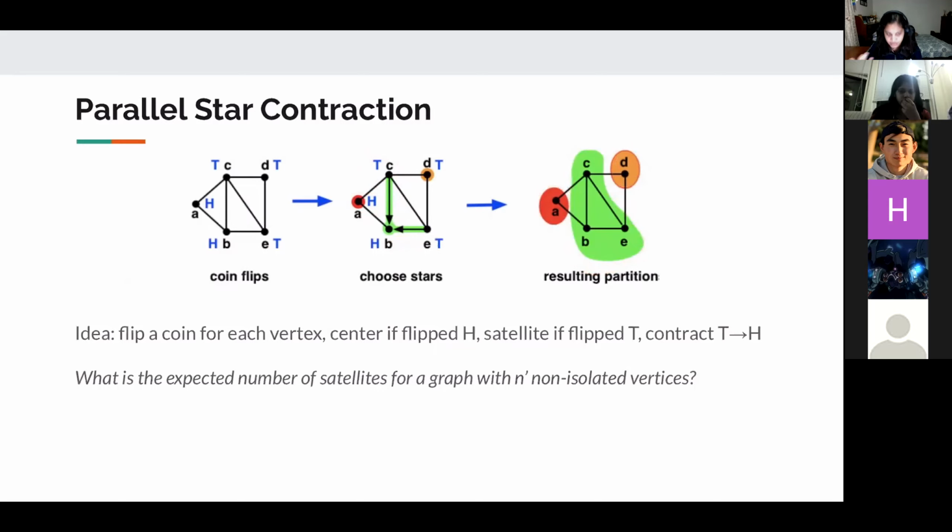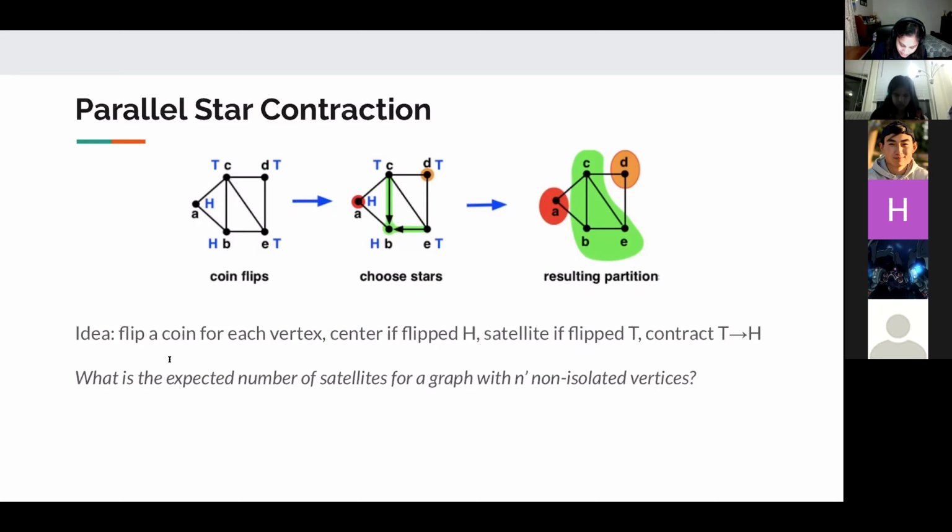So now our question is, what is the expected number of satellites for a graph with n prime non-isolated vertices? N prime over 2 is close. It's going to end up being n prime over 4. And we're going to talk about why.